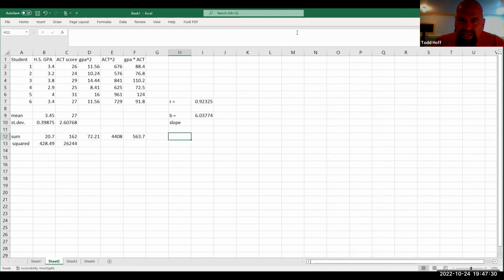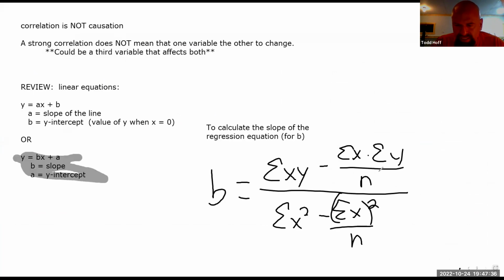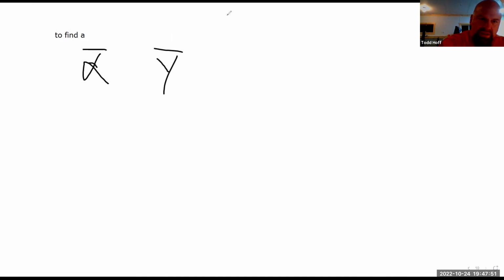Then to find a, that's b, to find a, we have to have x bar, which is the average value of x, and y bar, which is the average value of y. Let me erase this and try that again.